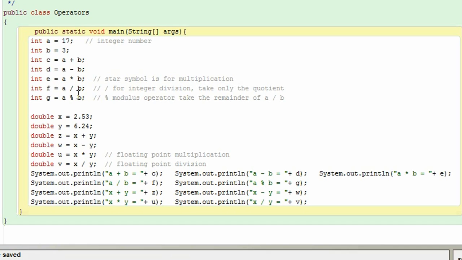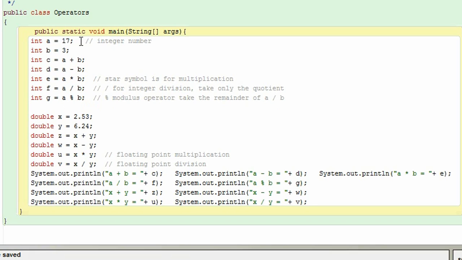A slash b, slash is for integer division. Take only the quotient. So a divided by b equals f, and that is only the quotient. A modulus with b, or a percentage sign with b. That percentage sign is used as a modulus operator. We take only the remainder of a divided by b. So that's only the remainder part.